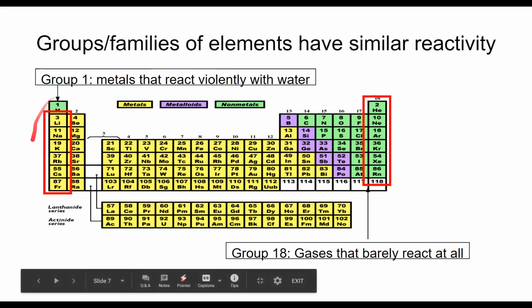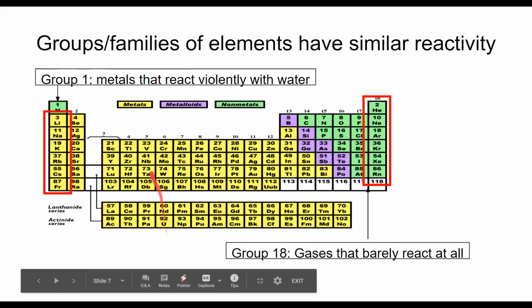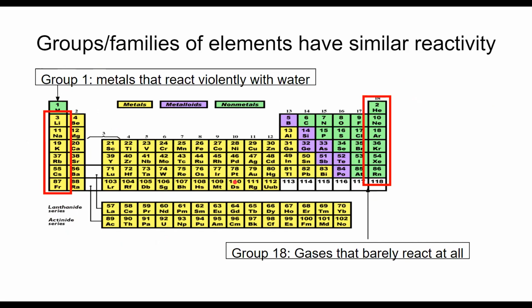Whereas these elements over here in group 1 are very, very reactive. They really, really want to go through a reaction so that they can get rid of that extra electron and have a nice full outer shell. So all the elements that are in a single column of the periodic table will be pretty similar to each other in terms of how reactive they are with different types of elements.